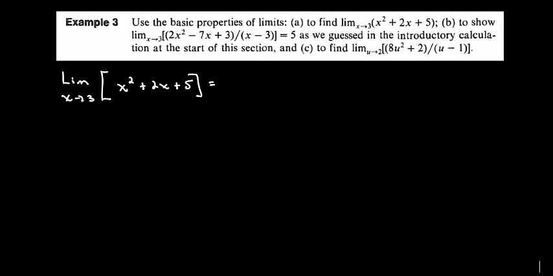For part A, we need to use the basic properties of limits. Define the limit as x approaches 3 of x squared plus 2x plus 5. So here's what I'm going to do. I'm going to show you first the way that most people go about doing this, and it's pretty much how everyone works these problems. But the problem with just doing it this way is that you don't understand what's actually going on behind the scenes.